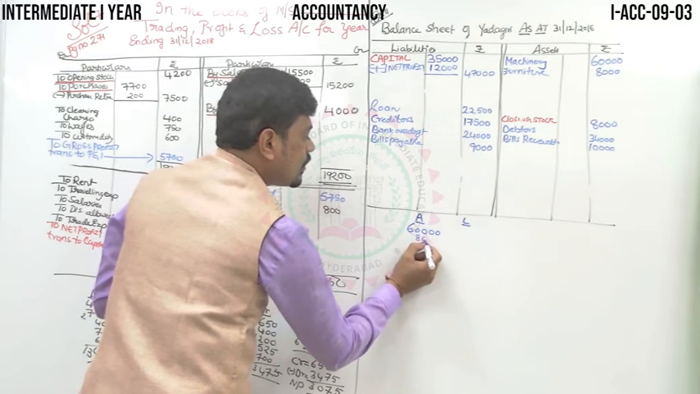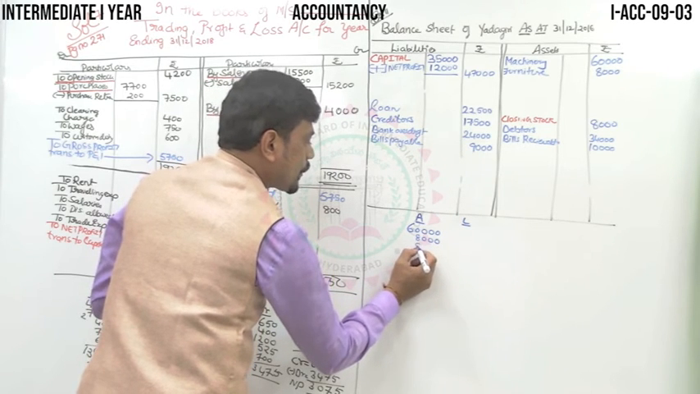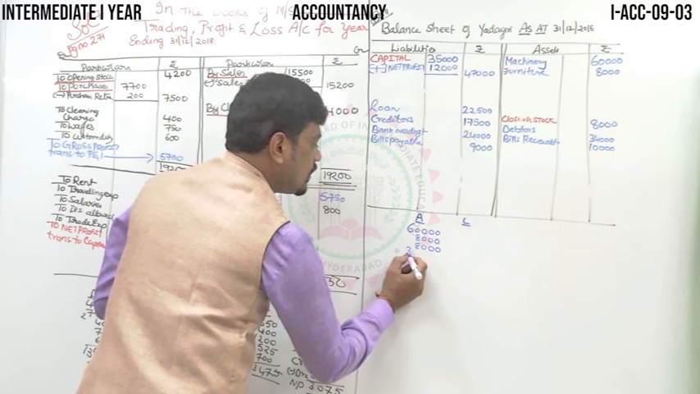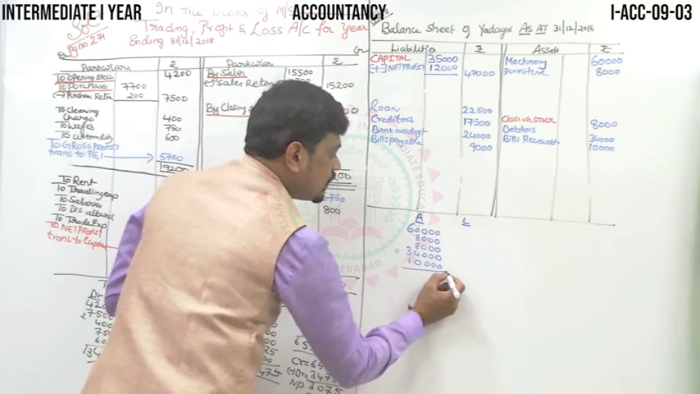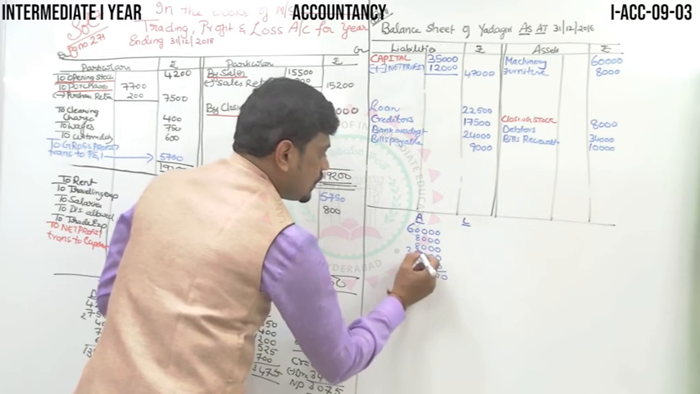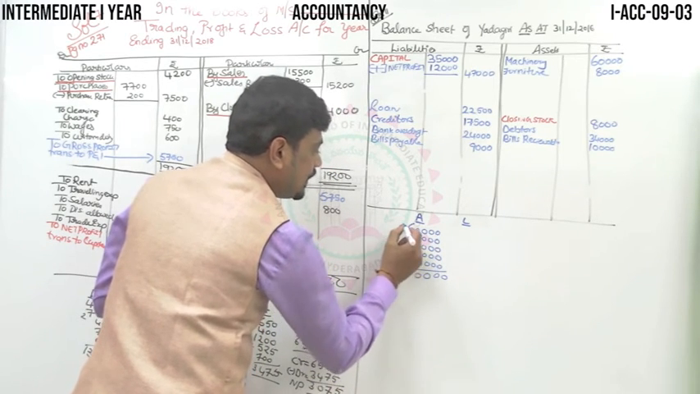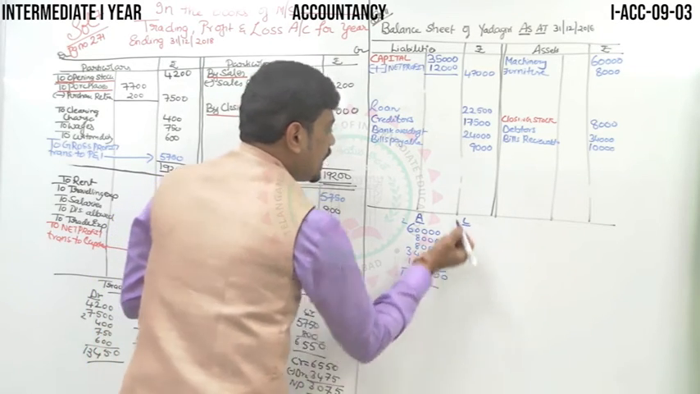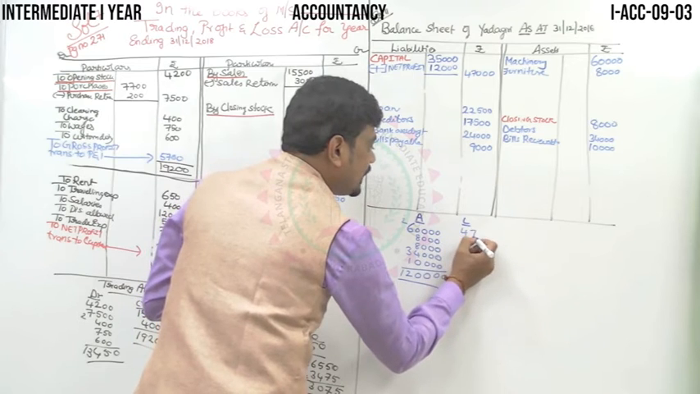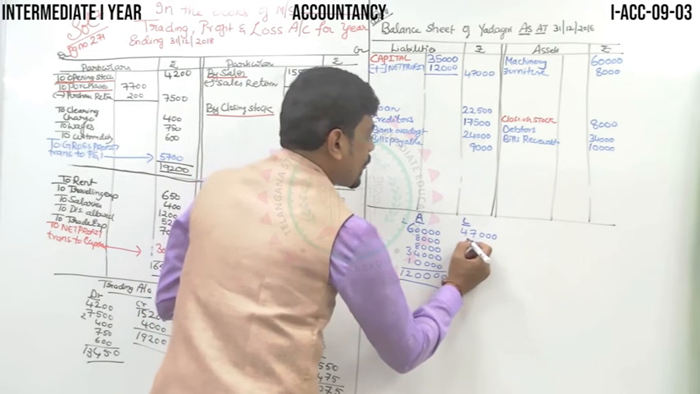60,000, 8,000, again 8,000, 34,000 and 10,000. 0, 0, 0. 8, 8, 16, 20. 6 plus 2, 8, 9, 10, 11, 12. Again I'll do the liability side. Hope it tallies. It has to tally.